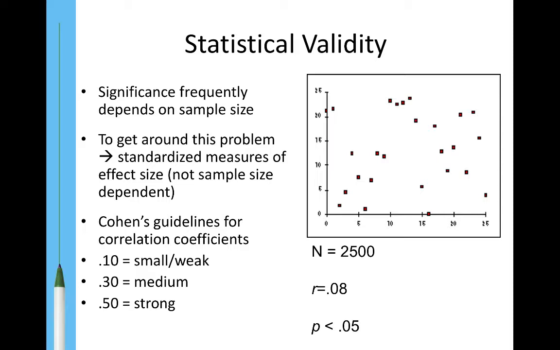You could have a study with a huge number of people and a small correlation like 0.08, and it would be statistically significant. And you could go back and say, okay, that's actually a small or weak correlation. So these are conventions about how big an effect has to be before you write home.